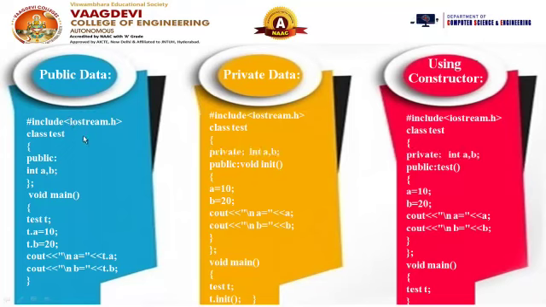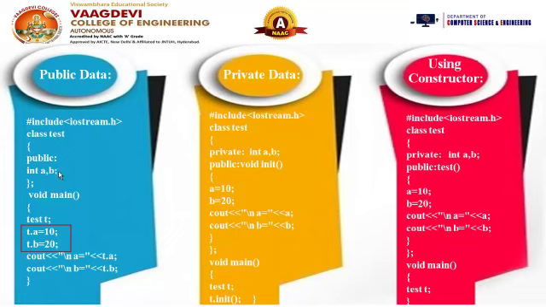Let's move on to public data. Suppose I am declaring a class test. Inside the class, the members that are defined under the public section are called public members. This initialization is allowed for a public member. But if the data member is public, then it is against the data hiding principle. When a data member is public, it is possible to create some potential risk.